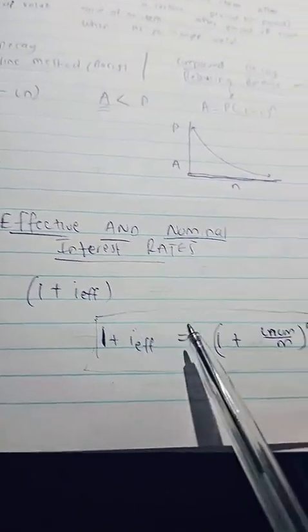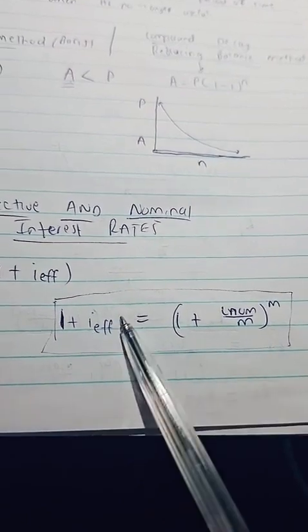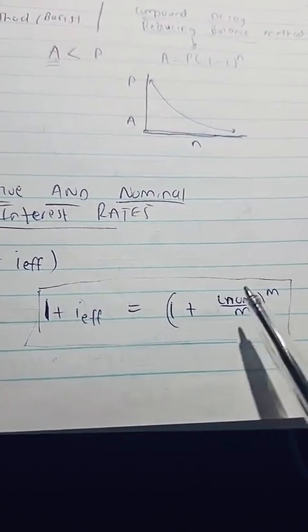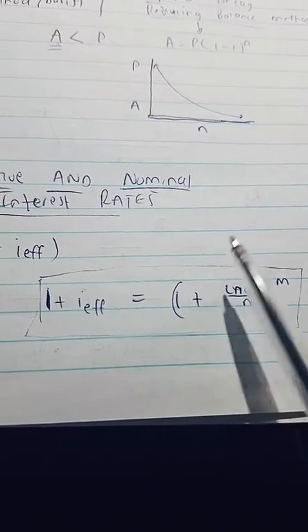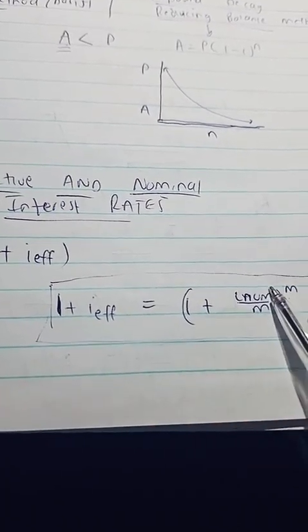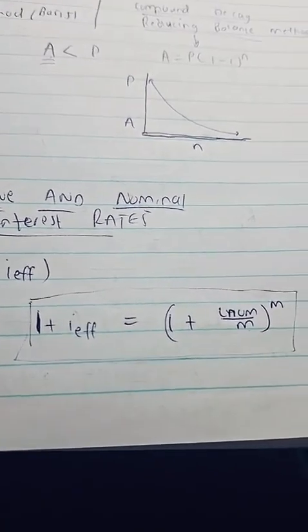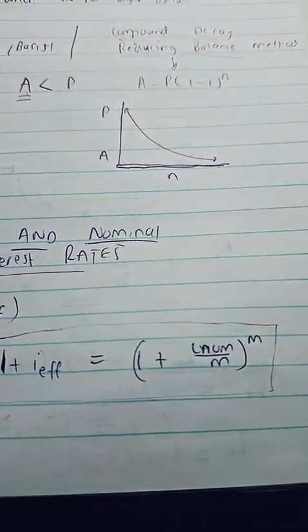Then we looked at the effective and nominal interest rates. How do you convert effective to nominal? If we are given nominal and its compounding period, how do we convert when we are given the interest rate? That we need to know how to do as well.